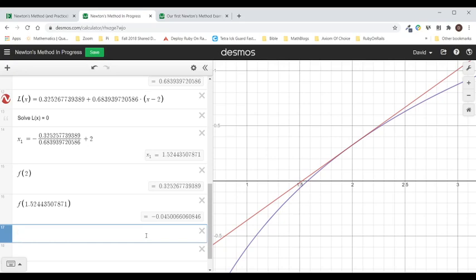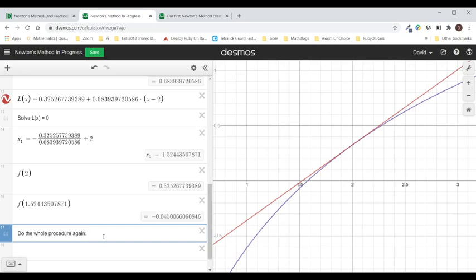Meanwhile, here's the really cool thing. We could do this again. Do the whole procedure again. Well, how am I supposed to do that? Well, the only thing we did is we found a reasonable guess, found the tangent line, set the tangent line equal to 0. But what we now saw is that 1.52443507871 is a much more reasonable first guess than 2 is.